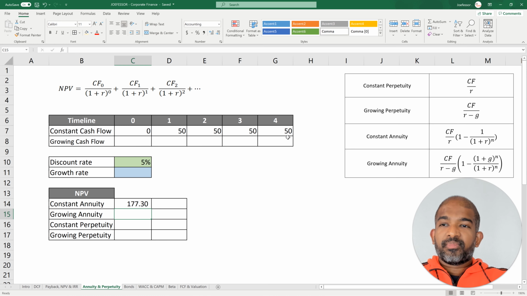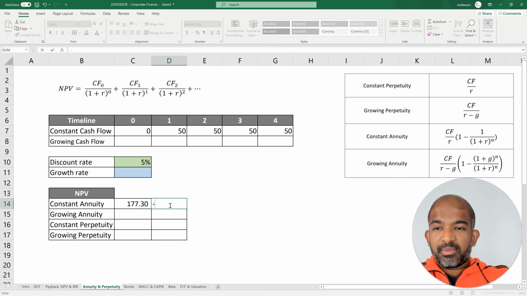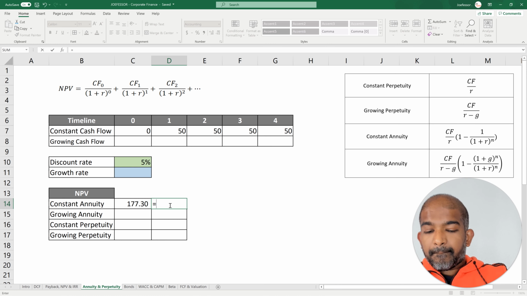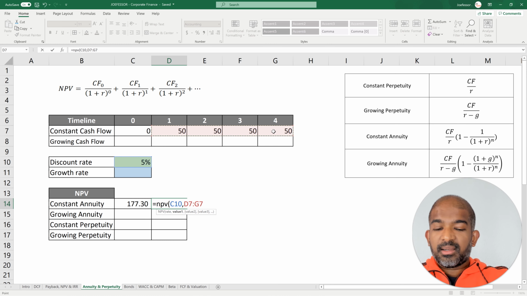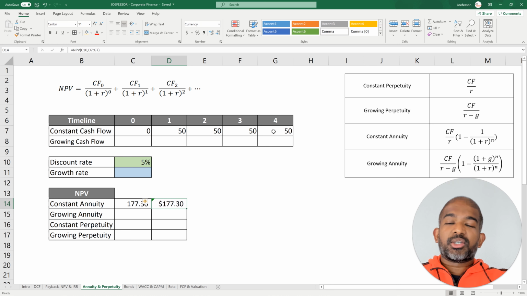And that should give you the NPV for this constant annuity of cash flow of $50 for 4 years. Okay, how do I achieve the same result without using the annuity formula? We know how to use the NPV function. You start with the discount rate, which is 5%, comma, value 1, and so on. So $50 until year 4. So this should give you the same result as when you use the formula.